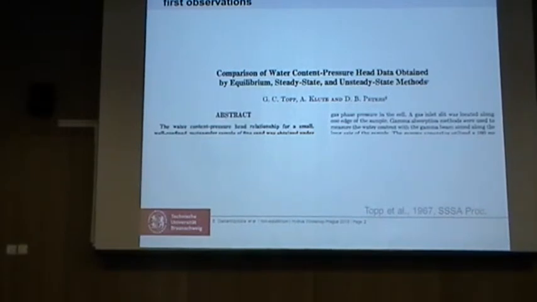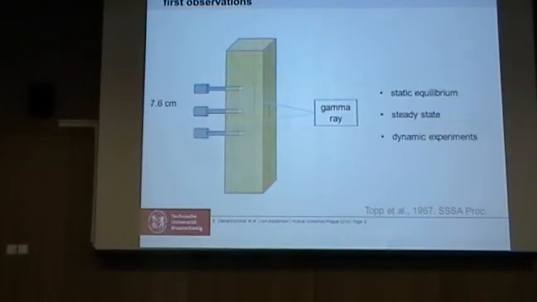It all started with this study published in 1967 by Topp et al. in the Soil Science Society of America Proceedings. What Topp et al. did was a simple drainage experiment. They had a soil column with a well-assorted packed sand equipped with 3 tensiometers. They could also measure the water content at this point with gamma ray. And they did drainage experiments for 3 different flow conditions: static equilibrium, steady state, and dynamic experiments.